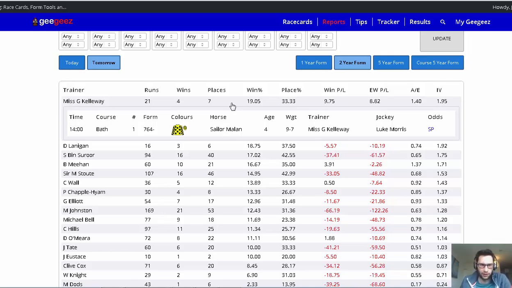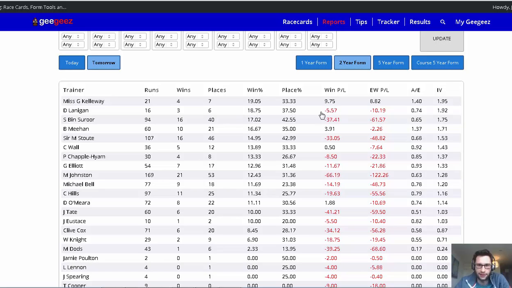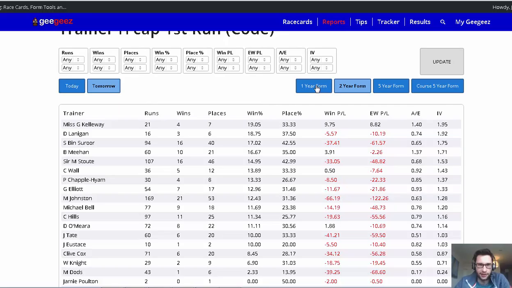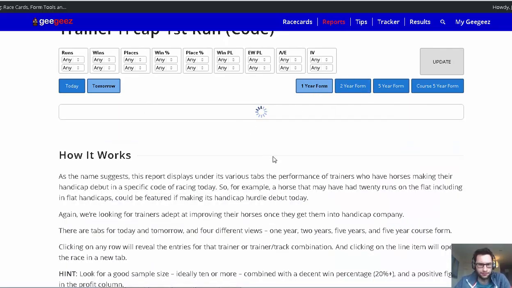That might be one I want to note down, and then have a look at some other stats and see what else might be in that horse's favour. Yeah, they're solid if unspectacular. I mean, the profit loss figures for some of these are pretty low, suggesting the horses are overbet. There's nothing really standing out there. Let me just look at the 1-year form.